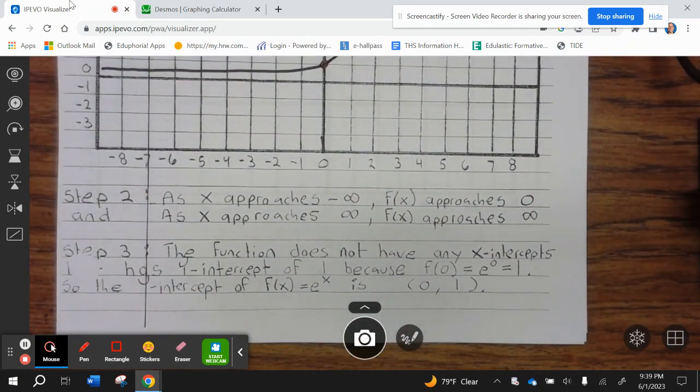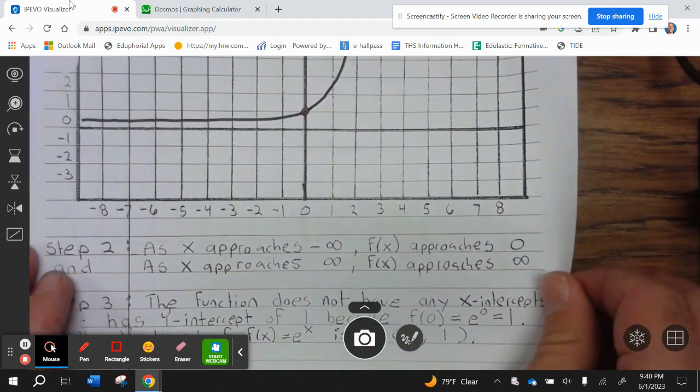Okay, step two. As x approaches negative infinity, f of x approaches 0. As x approaches positive infinity, f of x approaches positive infinity. Step three, the function does not have any x-intercepts and has a y-intercept of 1 because f of 0 equals e to the 0 equals 1. So the y-intercept of f of x equals e to the x is 0 comma 1. All right, let's take a look at the next example.